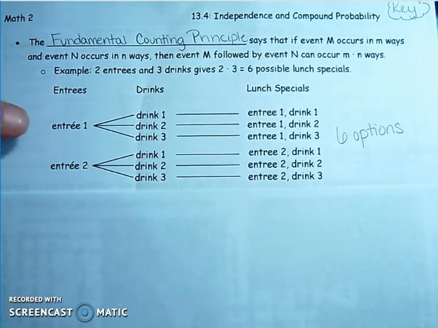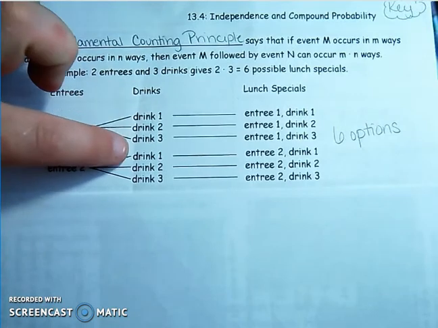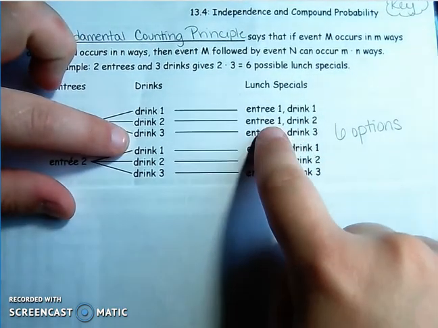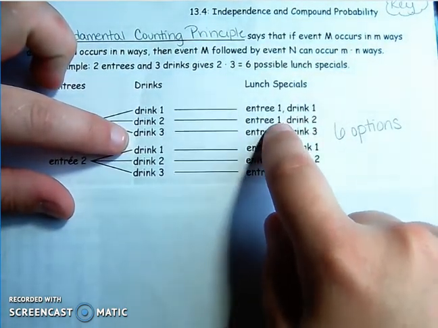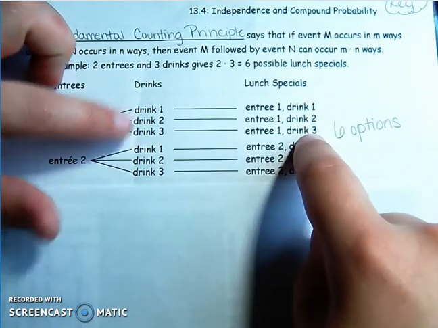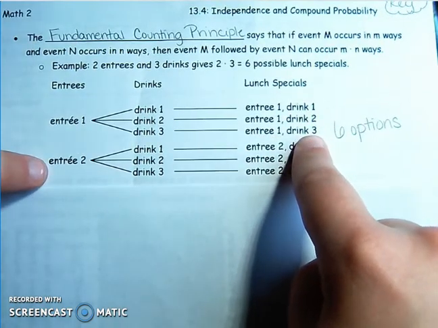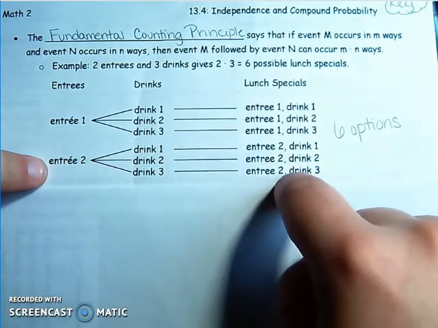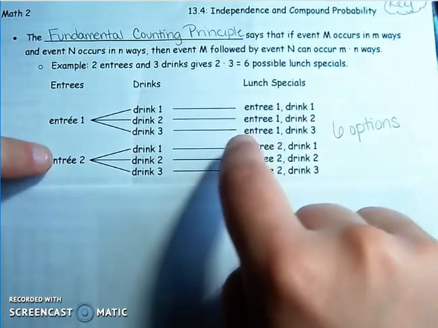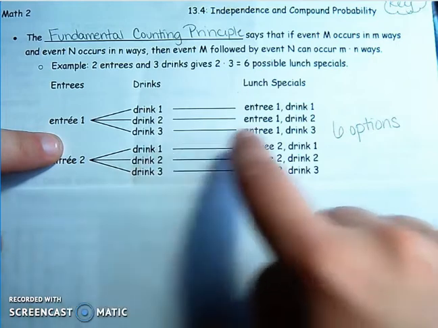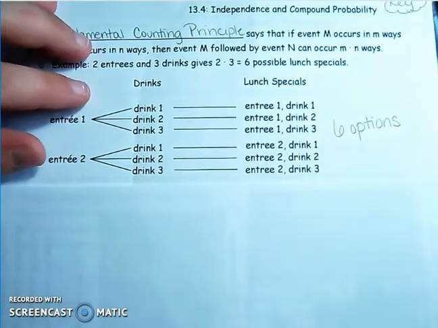If we have entree 1, we can have 3 drinks with it. So that's the first entree with drink 1, the entree with drink 2, or the entree with drink 3. Or we can choose entree 2 with each drink, giving us 6 total options. So 2 times our 3 gives us 6 options.